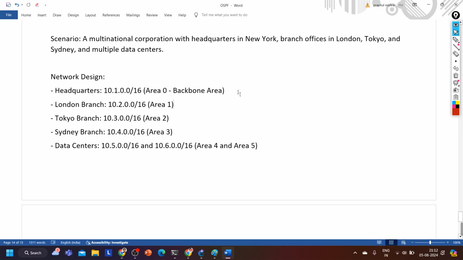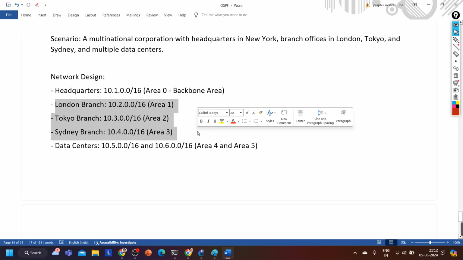In OSPF we have multiple types of area, and you will learn area 0 is the backbone area, the main area of OSPF, right? Then I can advertise branch offices in different areas. Actually, we have two types of area in OSPF. We have several types of area, but first we categorize area into two parts.